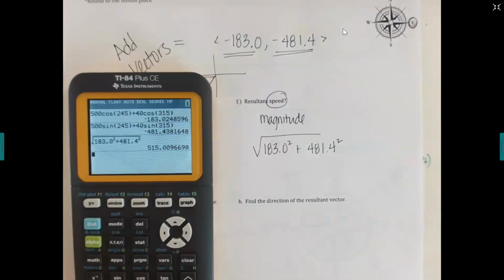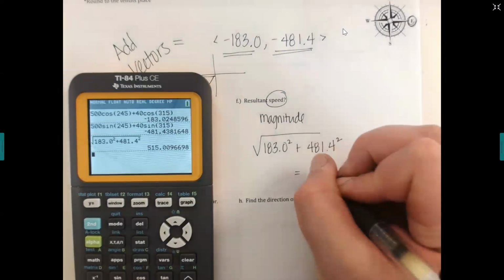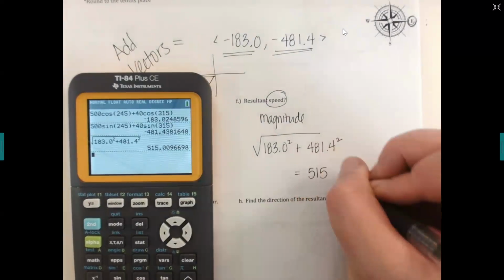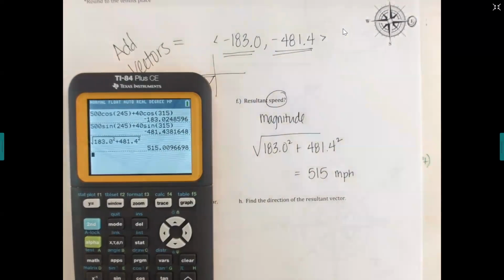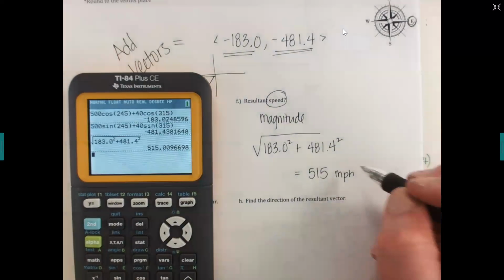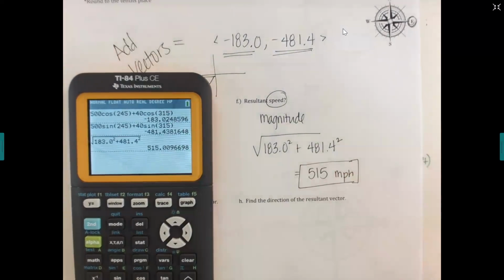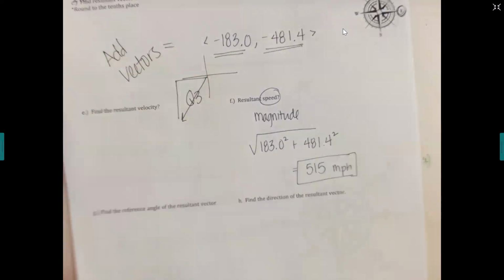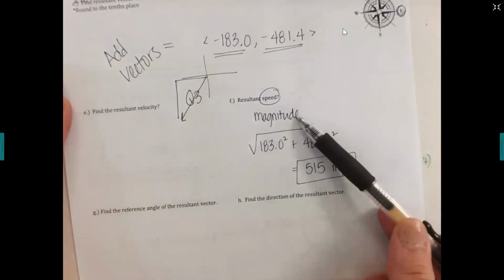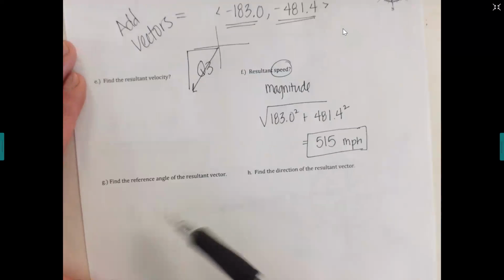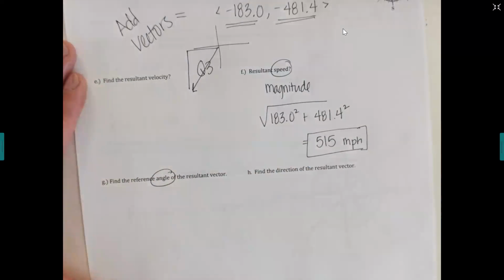481.4 squared. Okay, and my boat is now going 515 miles per hour. Okay, now it's only trying to go 500. Okay, but we can see that the water is actually helping it by making it go even faster. Okay, so it's going with the water. Okay, then your next step, you add the vectors, you're going to find the magnitude. Okay, then the next thing it's going to ask you for is the angle.